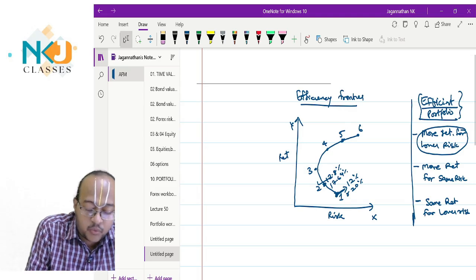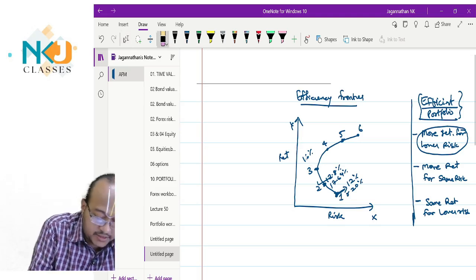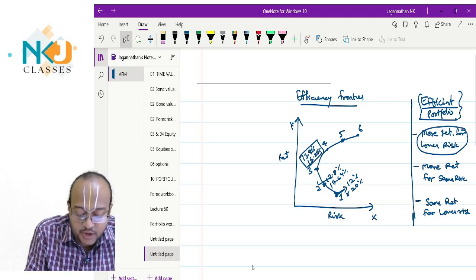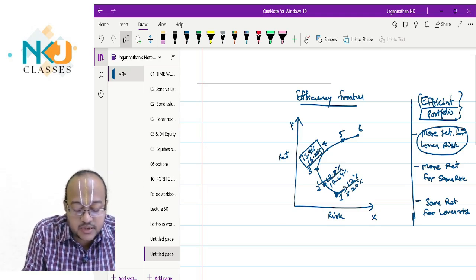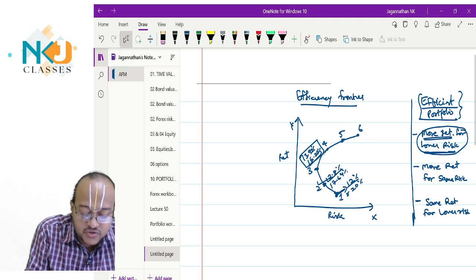Yes, sir. And portfolio 3 is how much? What is the number we got? Return is 13.93. Risk was 16.27. Okay, any number, 16. Correct? Here 13.93 is higher than 12.8 and 12. It is giving more return for a lower risk, right?